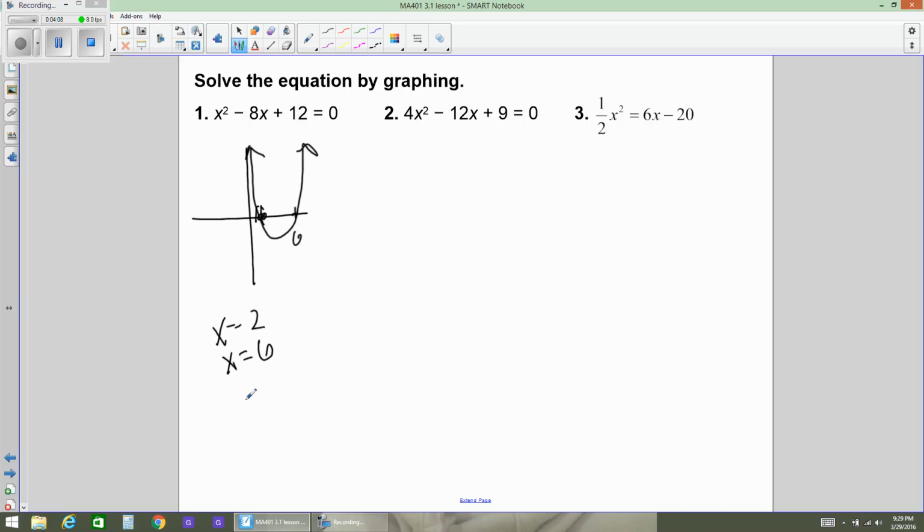Press graph. Pause me if you need to. This one looks like it's at 2, but I'm not quite sure. But what I can tell for sure is it's only crossing once. And so I'm going to go ahead and calculate the minimum value here. So now my calculator is asking me for left bounds and right bounds and guesses. And if you don't remember how to calculate the maximum and the minimum value, then you need to figure that out. You need to ask me.